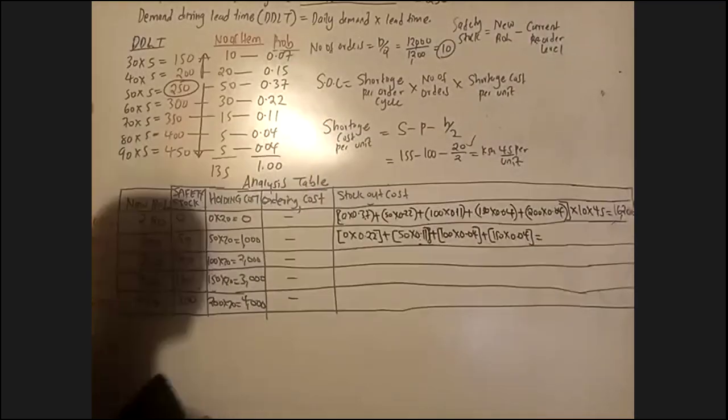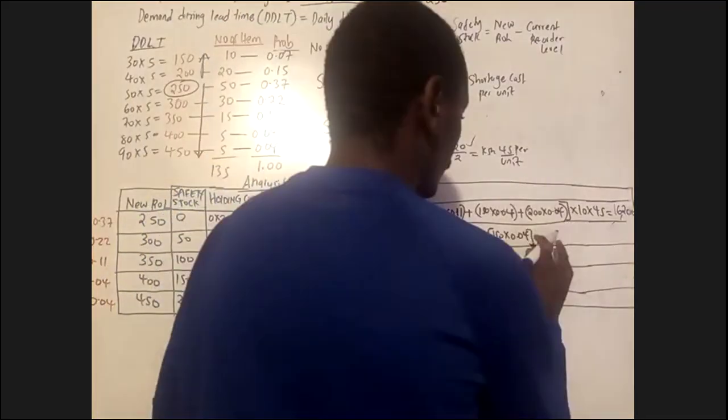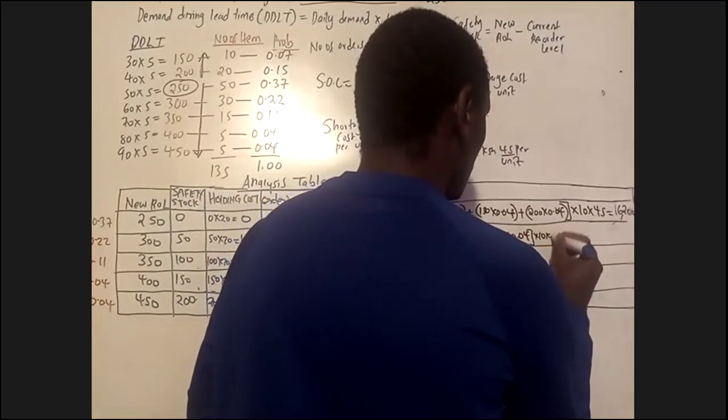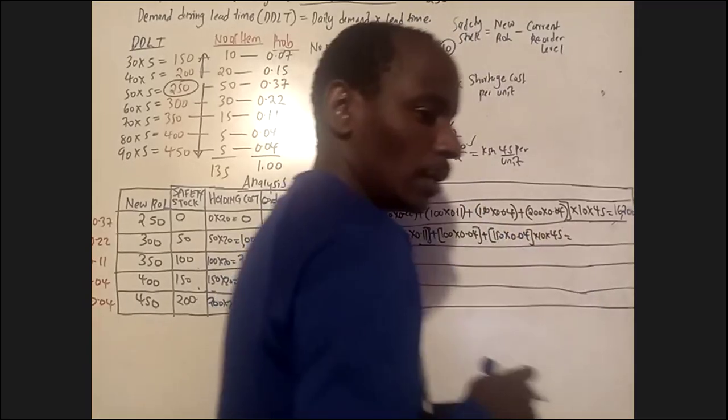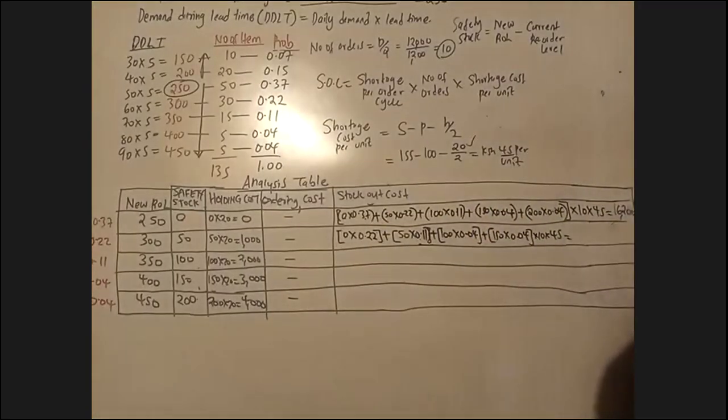Then usisahau kumultiply na 10 times 45. So number of orders times cost per order. The number of orders times cost.